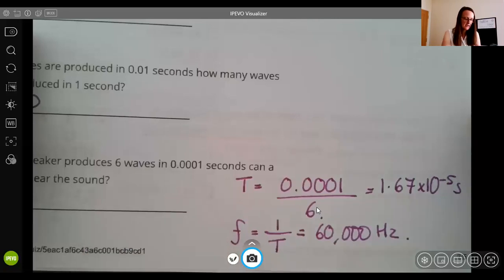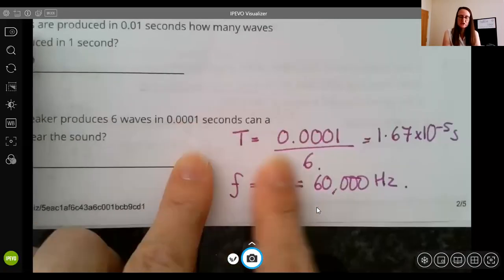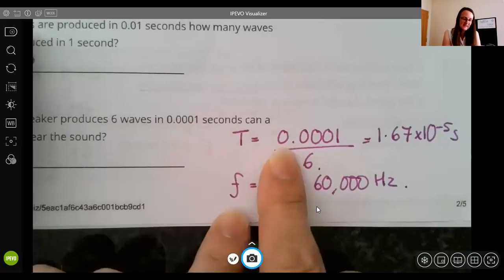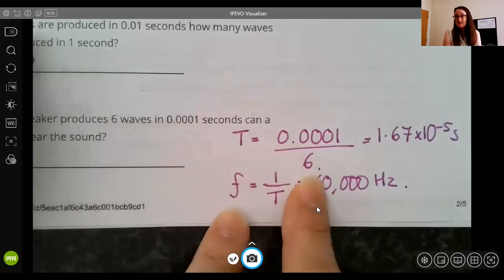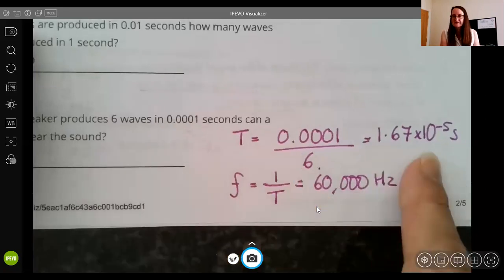What we've got here is the time period of that wave is equal to the time for 6 of them divided by 6. So that's the time for 1. And we get 1.67 times 10 to the minus 5 seconds. That's quite a short time period.